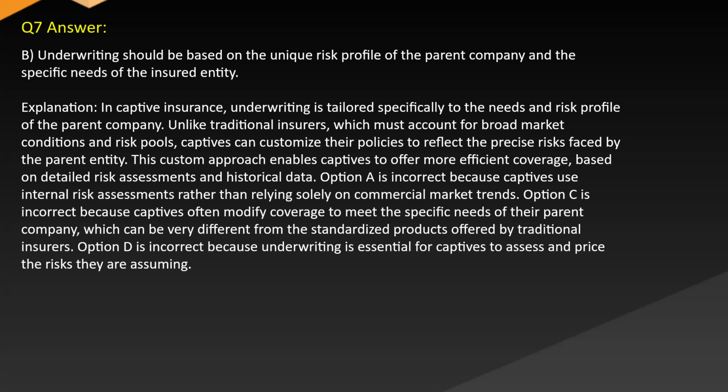Option A is incorrect because captives use internal risk assessments rather than relying solely on commercial market trends. Option C is incorrect because captives often modify coverage to meet the specific needs of their parent company, which can be very different from the standardized products offered by traditional insurers. Option D is incorrect because underwriting is essential for captives to assess and price the risks they are assuming.